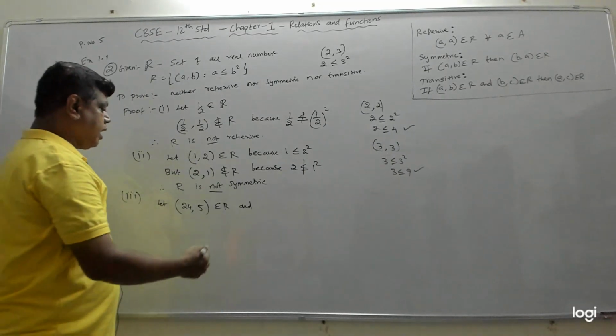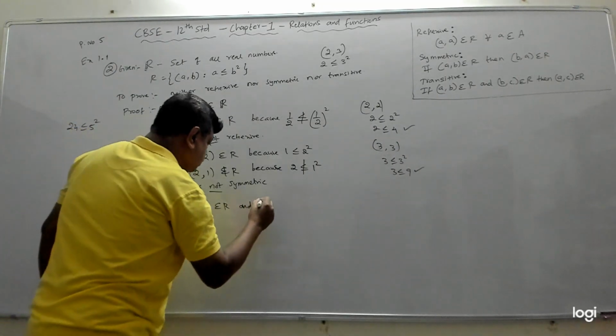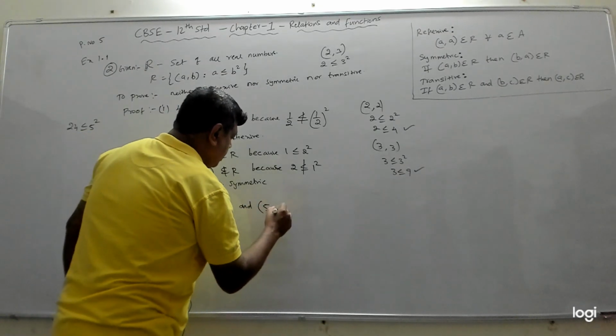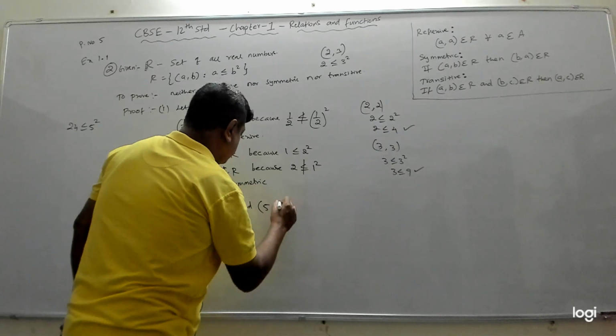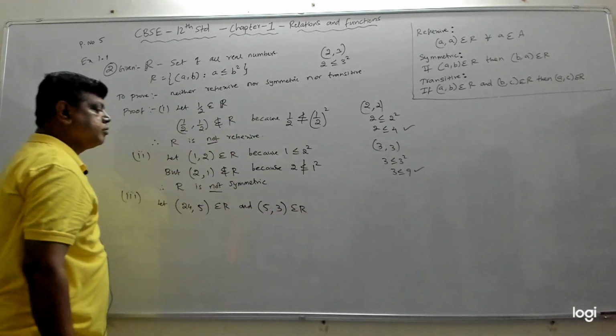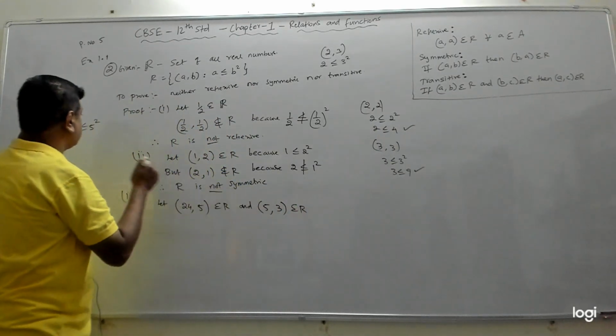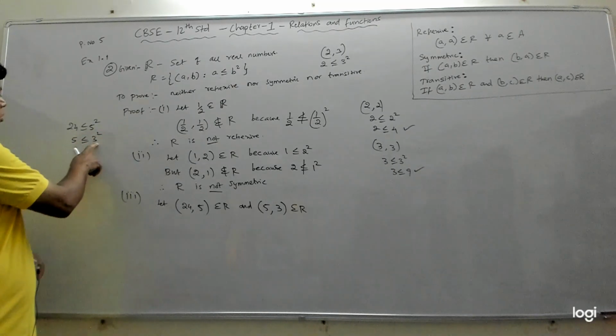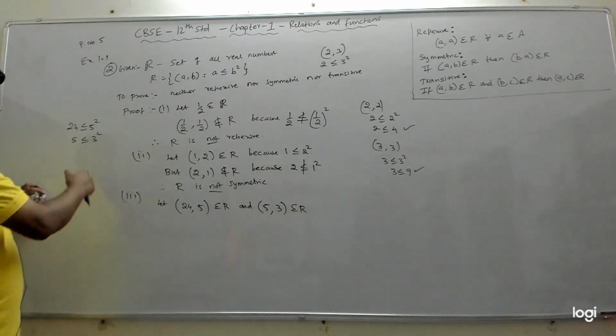Now we take some other number, which should start from 5. So 5 comma 3 will belong to R. Why will 5 comma 3 belong to R? Because 5 is less than or equal to 3 square, which is 9. So we have taken two elements.